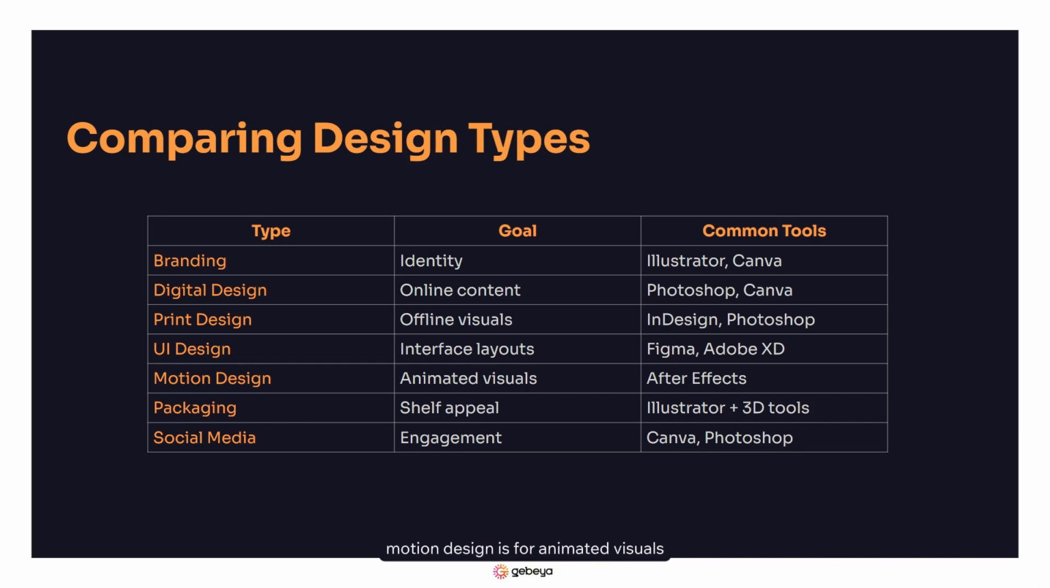Motion design is for animated visuals. You can use After Effects. Packaging is for shelf appeal. You can use Illustrator plus 3D tools. And social media is for engagement. You can use Canva and Photoshop. Each has a different focus, toolset, and purpose, but all share one thing: solving problems visually.